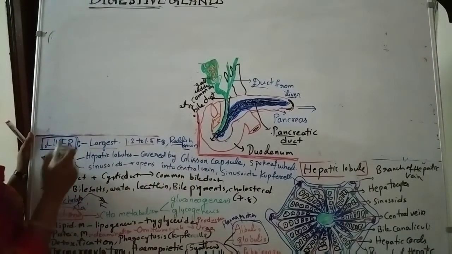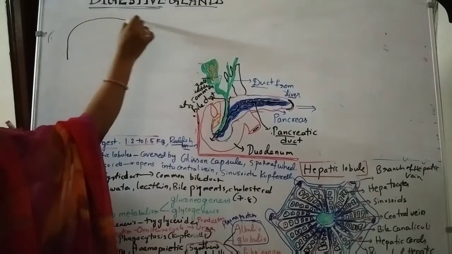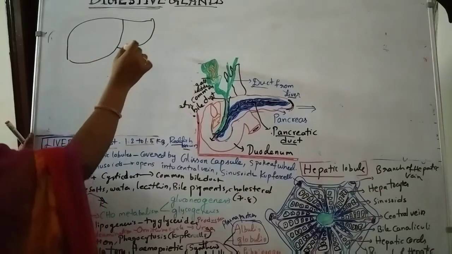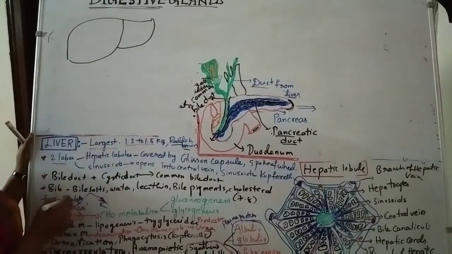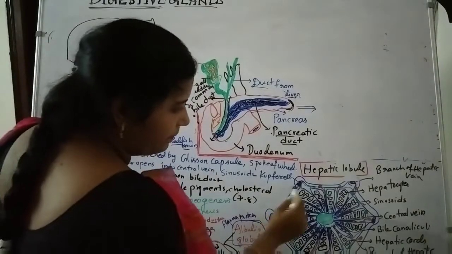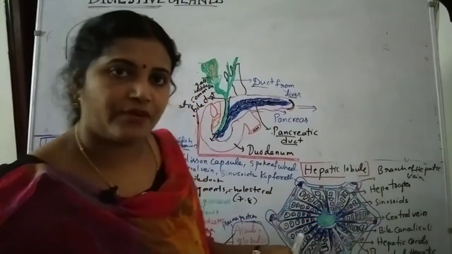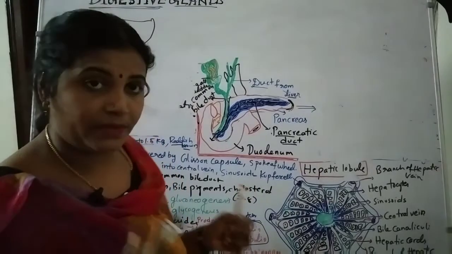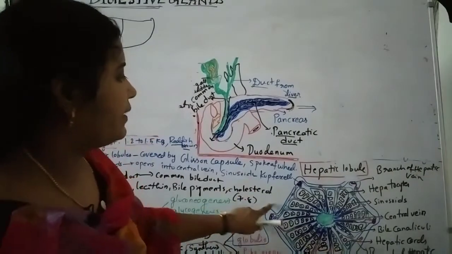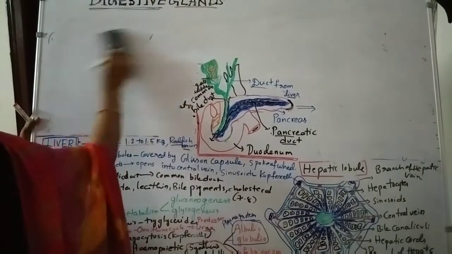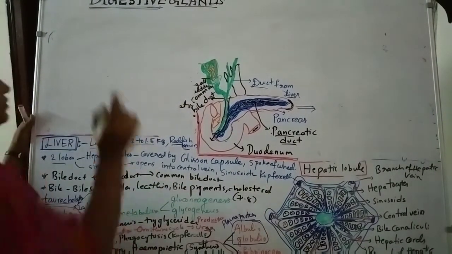And it contains two lobes. One is the bigger one, another one is the smaller one. Inside the liver, it contains many hepatic lobules. See these hepatic lobules. What is the shape of a hepatic lobule? Here, hexagonal hepatic lobules are present in the liver, and these hepatic lobules are the functional units of the liver.